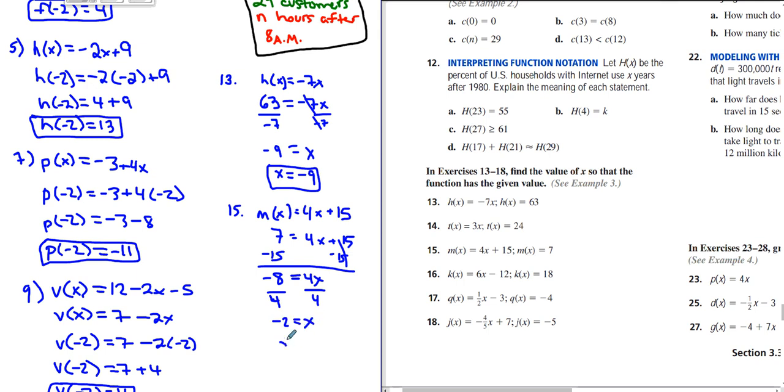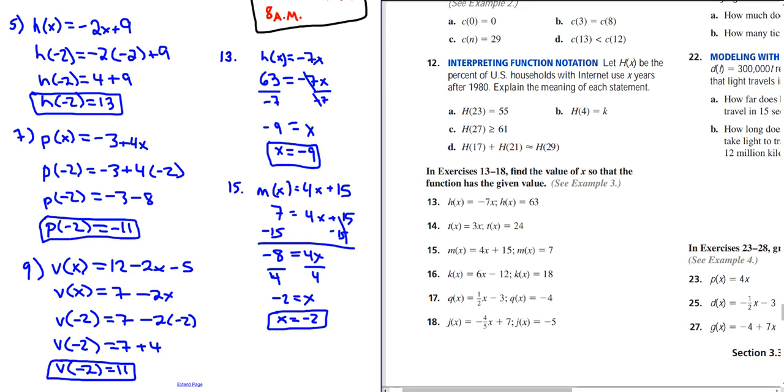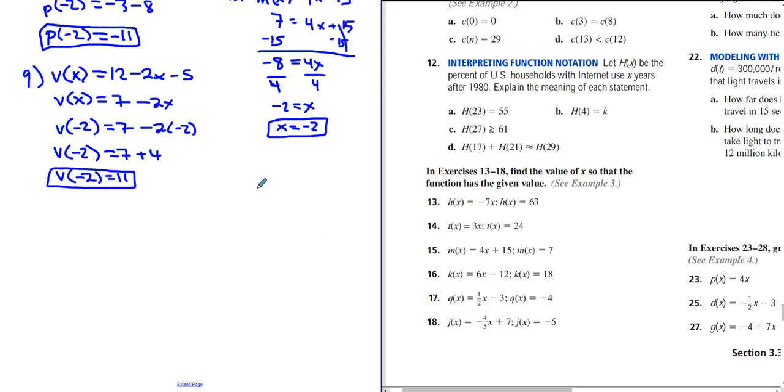Going on to number 17. For number 17, this is function q. We have q of x equals 1/2 x minus 3. And on this one, it says q of x is negative 4. So replace q of x right here with a negative 4.